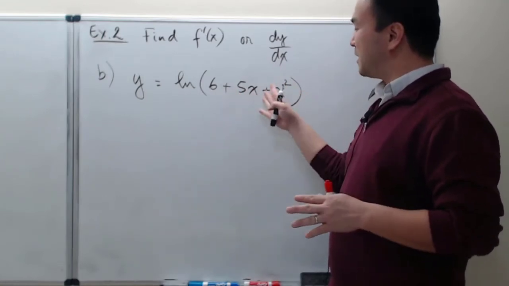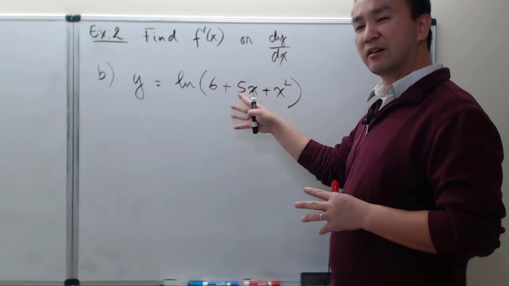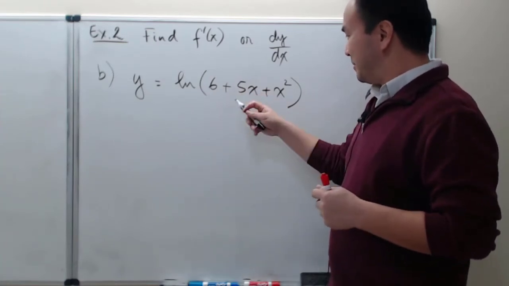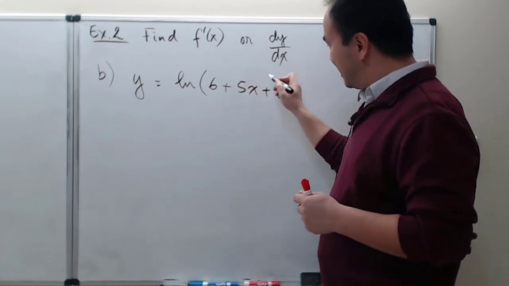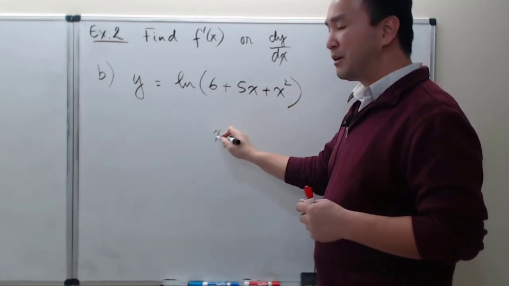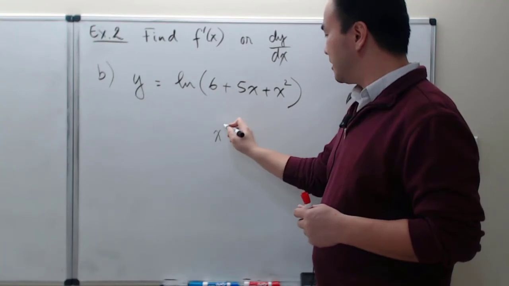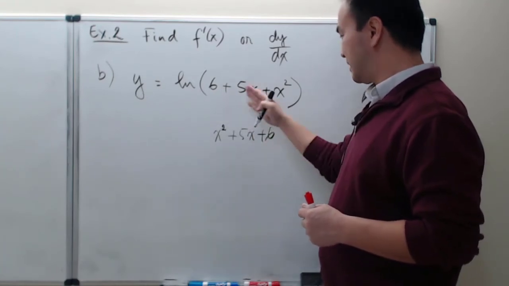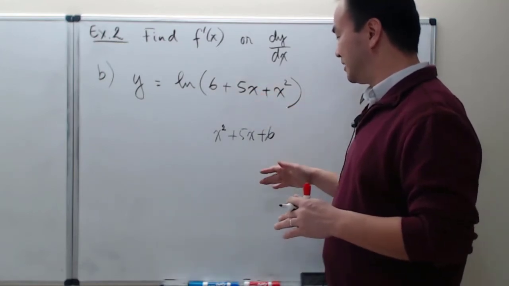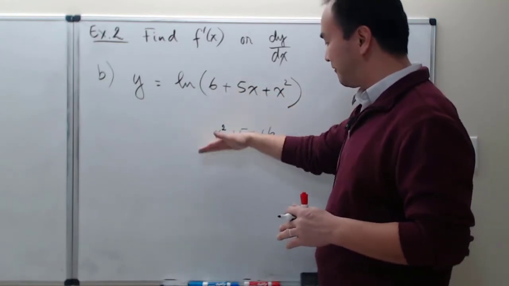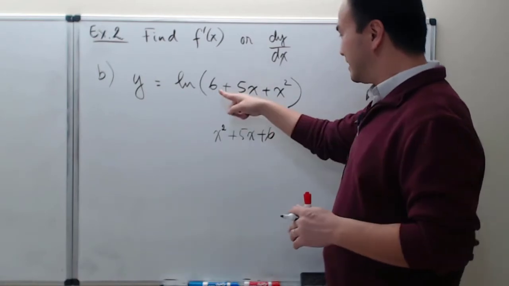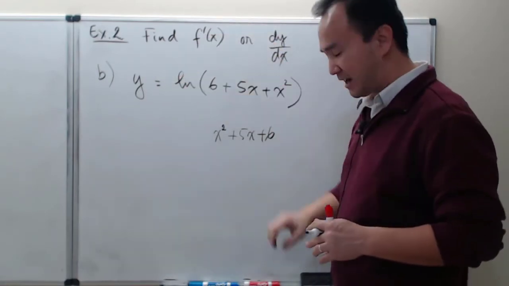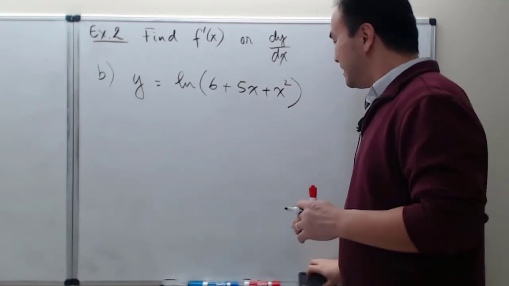I purposely put my polynomial here in a slightly out-of-ordinary form. Technically, in the common way, this polynomial looks as follows: x squared plus 5x plus 6. But I purposely did this so that we don't have to worry too much about focusing on the standard form, but just look at it as some expression inside of the natural log.